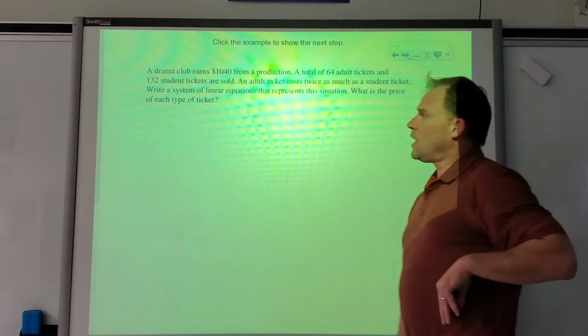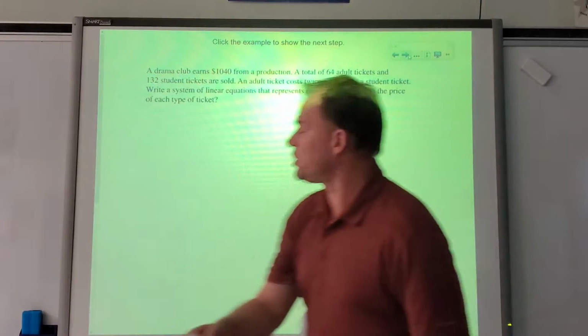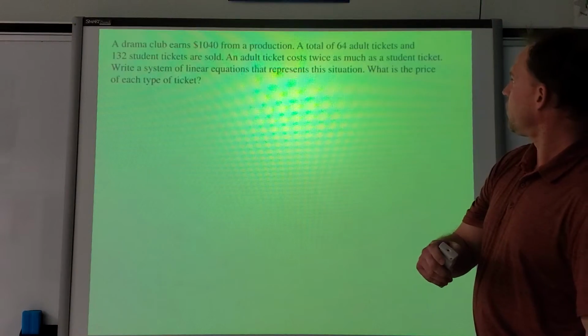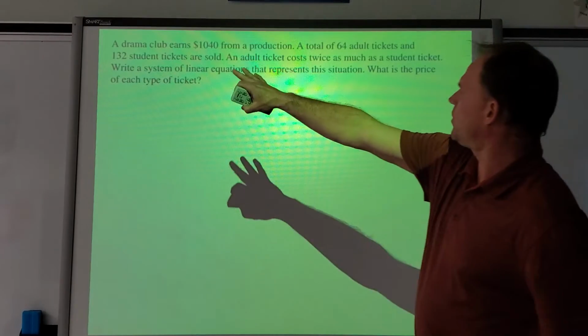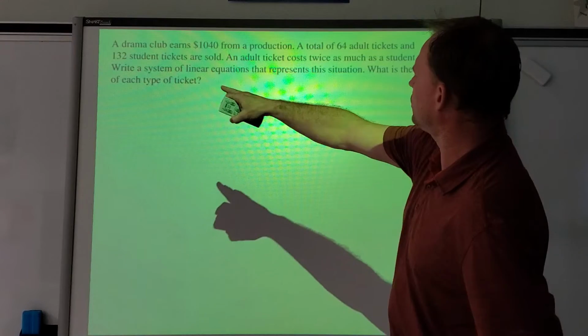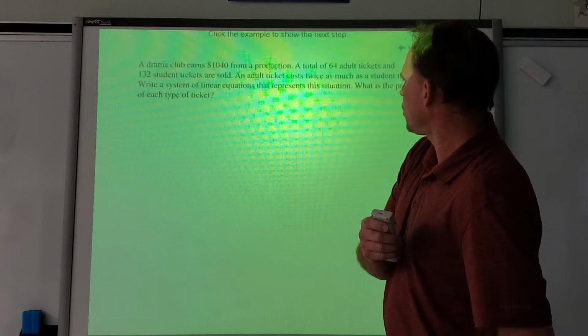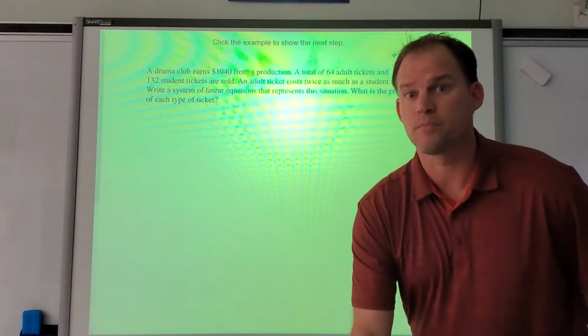So, again, read this and then zoom in so it's a little easier on you. But I can't write when I zoom in, so take a look. Drama Club earned $1,040 from production, 64 adult tickets, 132 student tickets. Adult ticket costs twice as much as a student ticket. Write a system. So, writing's the hard part here.